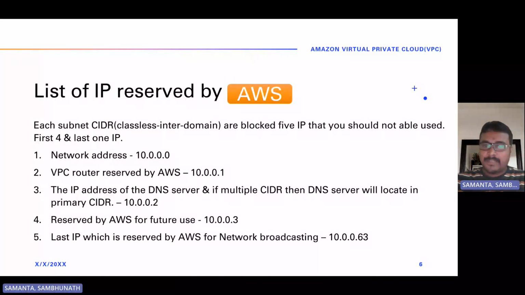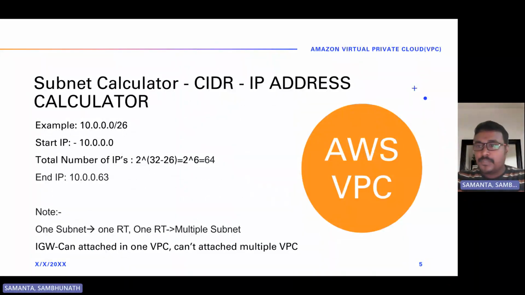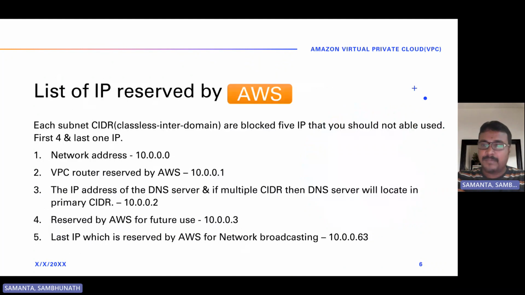So suppose you feel 64 IP addresses are not sufficient for your application, then you have to think that instead of /26, you have to specify /24. Or if /24 is also not sufficient, then you can create multiple CIDR values. I hope you can create this primary and secondary CIDR kind of setup.